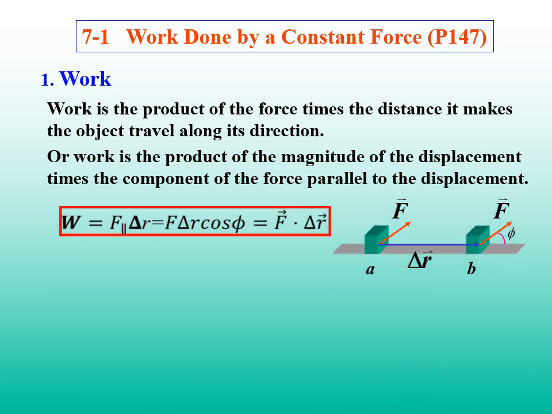In this figure, force F makes the block move from A to B. Phi is the angle between the direction of the force F and the displacement delta R. Work W is equal to the component of the force parallel to the displacement times the displacement, equals F cosine phi times delta R. This can be expressed as the scalar product or dot product of F with delta R. So work is a scalar quantity.